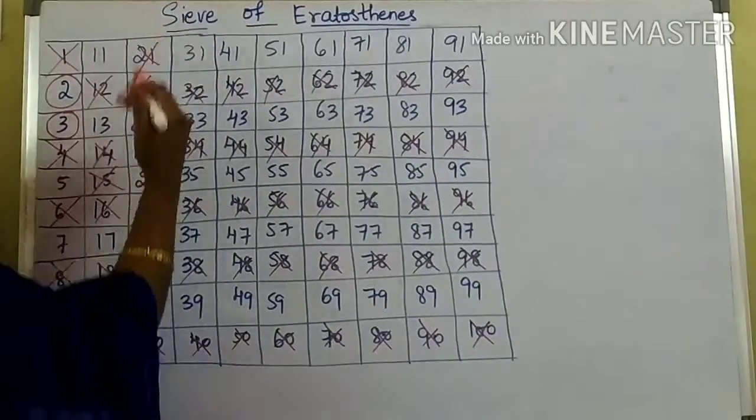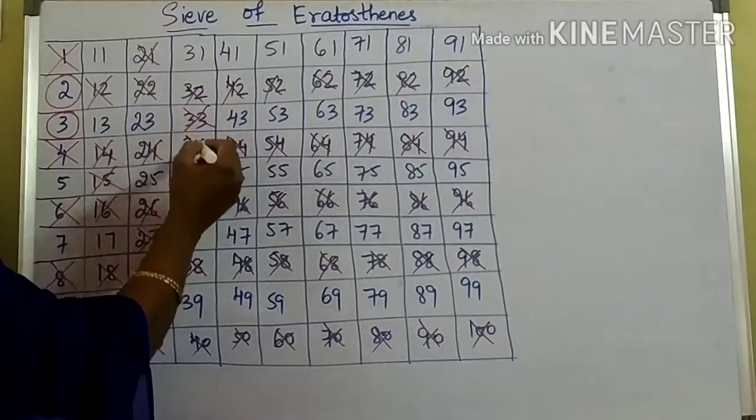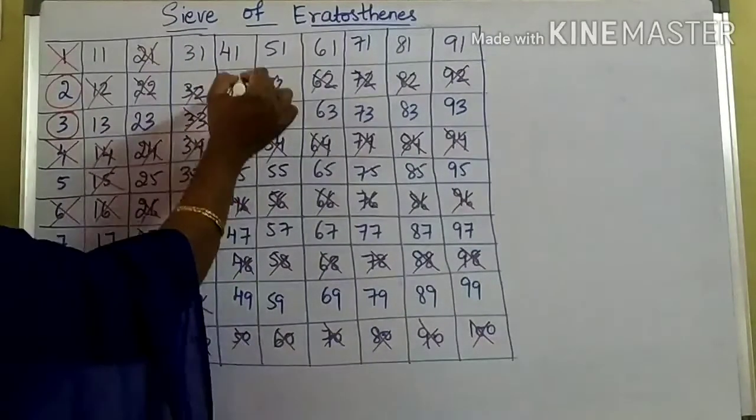Next you can count. Every third number you can strike out, children. 1, 2, 3: 33. 1, 2, 3: 36 over. 1, 2, 3: 39. 1, 2, 3 over.